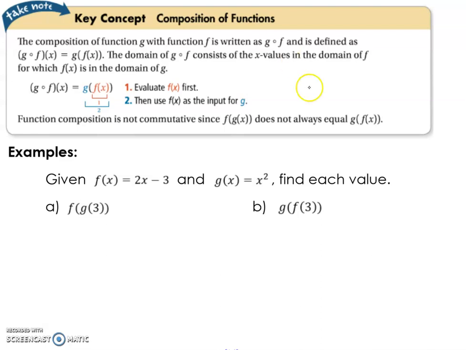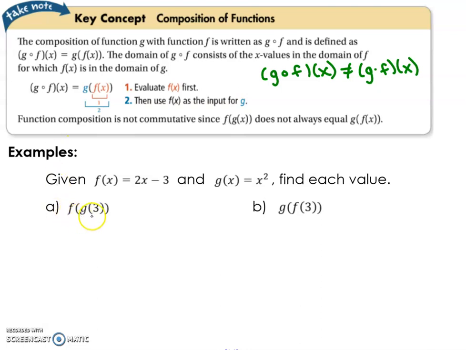One thing we do want to make note of: this open circle is not a closed circle. So g of f of x is not the same thing as g times f of x. A lot of times people get confused between composition and multiplication. If it's a dot and it's not open, you're going to multiply. If it's an open circle, you're doing this composition.